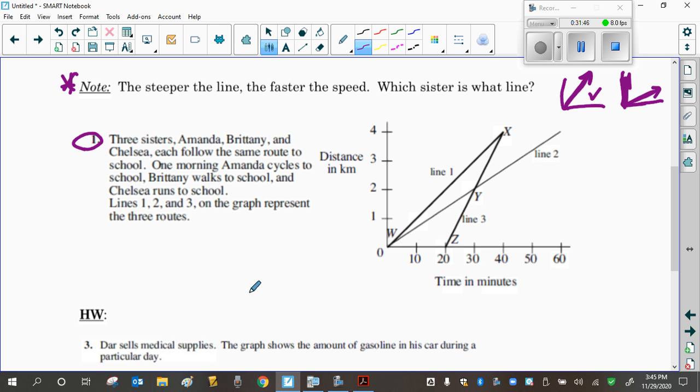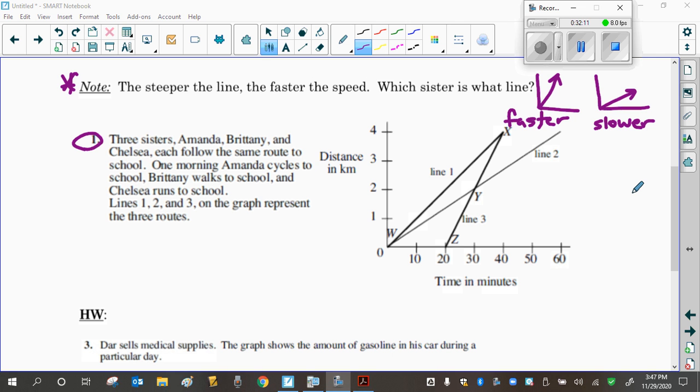Let's give you 1 minute to do that. Tell me which sister is which line. Sorry, I guess I should say pause when I say pause. So pause so you don't just see the answer right away.